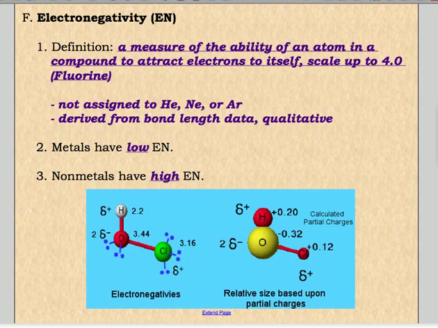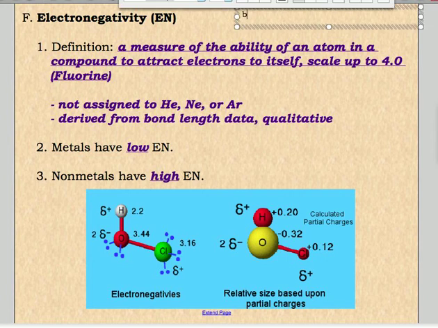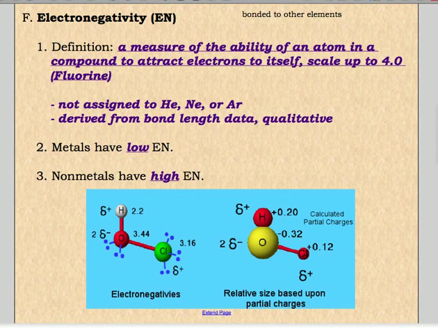Second to last, electronegativity deals with the fact of when you're bonded. So this is when you're bonded to other elements. And it's a scale. It's not measured in kilojoules or anything. This is something that scientists have come up with. The highest number on the scale is fluorine, and he's kind of like the biggest meanie.